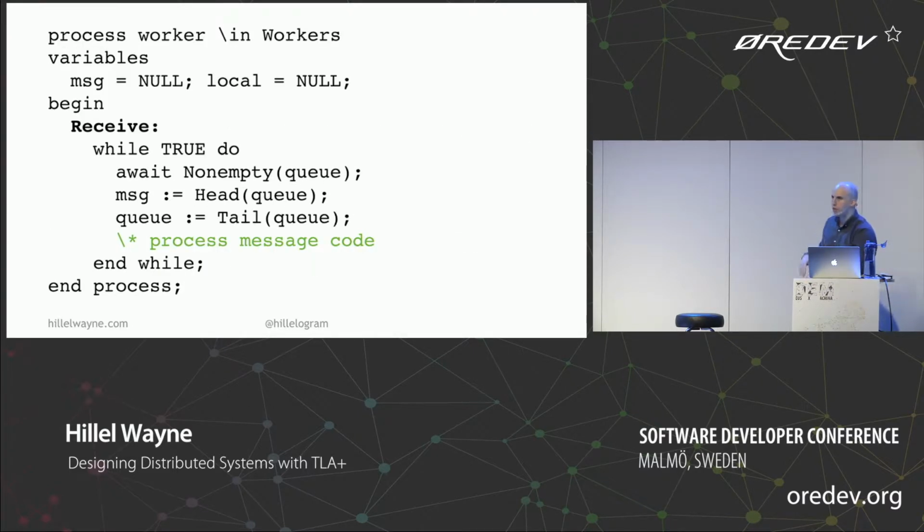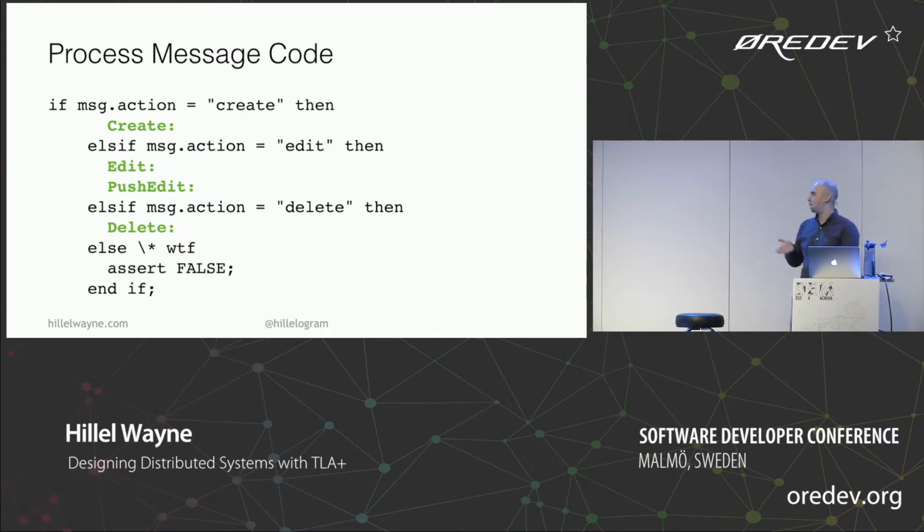Now, the worker is going to be similar. We first receive a message. That means we wait for the queue to be non-empty. We get the head message of the queue. We get rid of it, and then we process it. Processing depends on what we do. We can either create, edit, or delete.